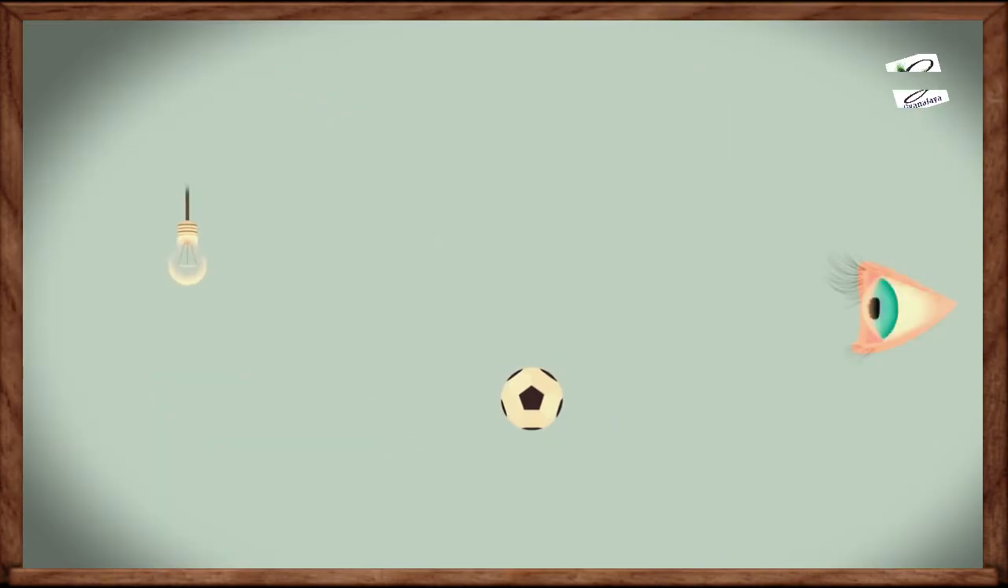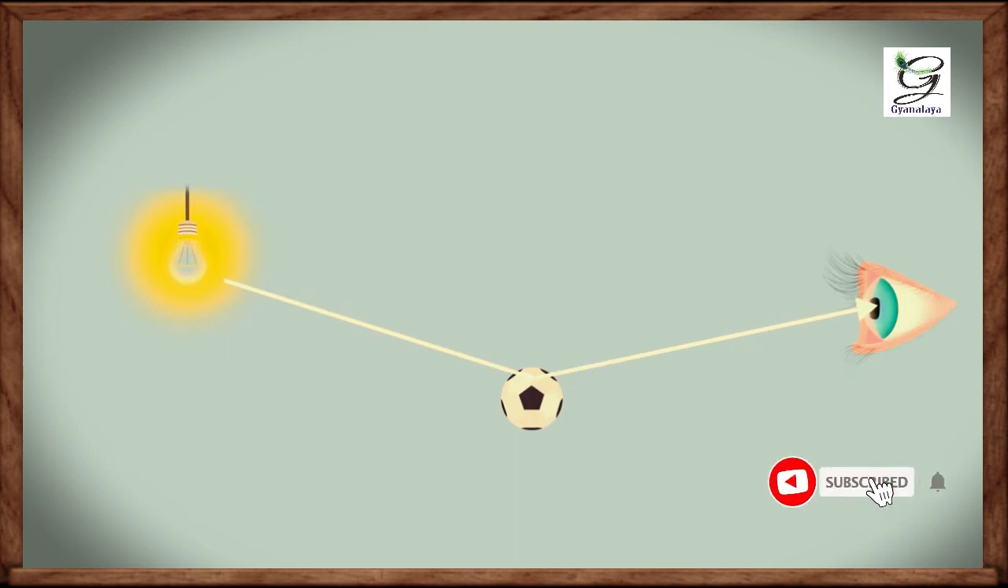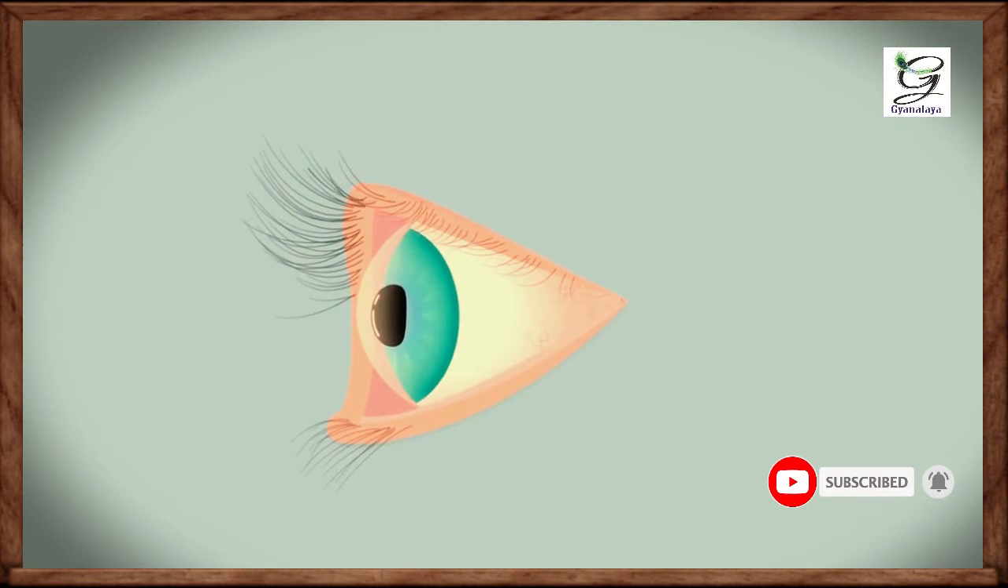Objects are visible because of the light getting reflected from their surfaces. This reflected light enters our eyes and we see that object. What happens inside the human eye when the light rays enter it? What is it that helps us see the things around us?